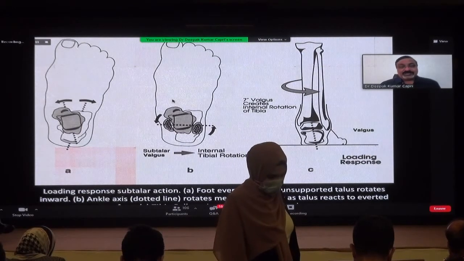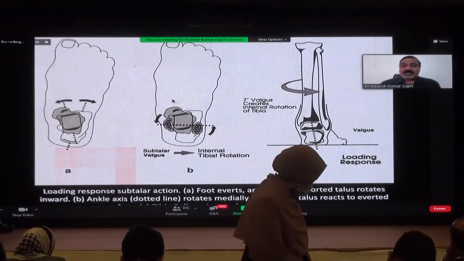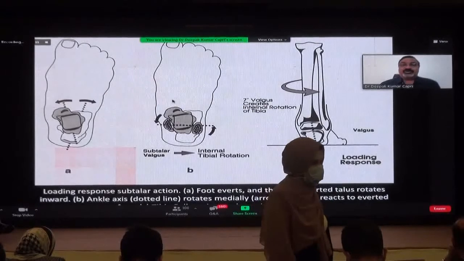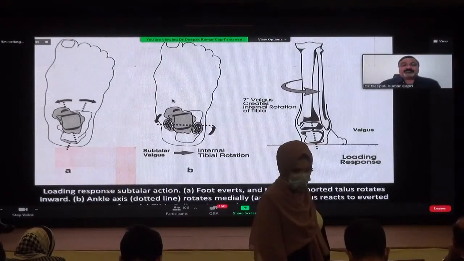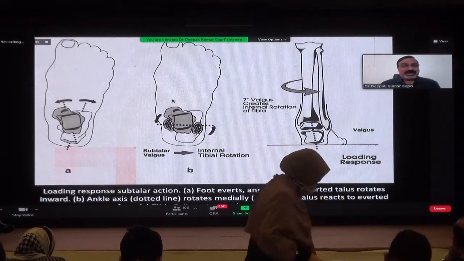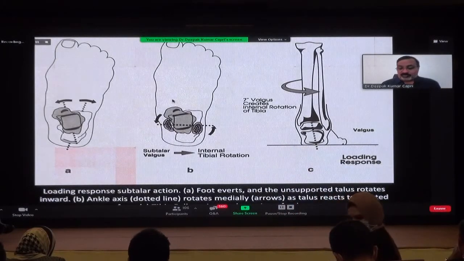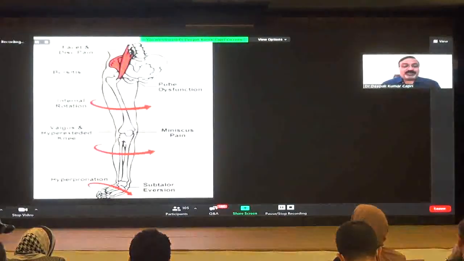Okay, so we need supinated as well as pronated foot. The problem comes when it is over-supinated or over-pronated. The majority of patients, in my experience, have over-pronated foot. So when they have over-pronated foot, this is what we expect.